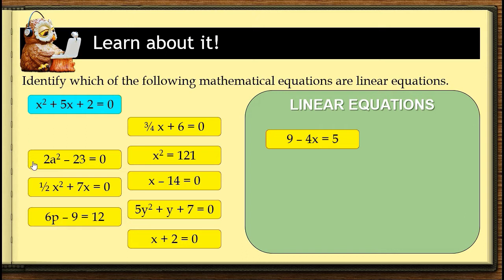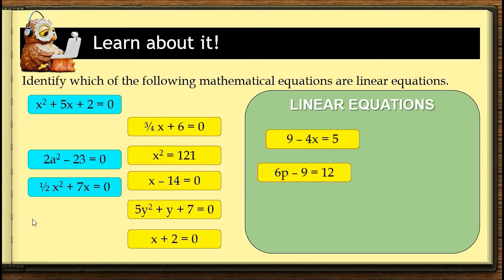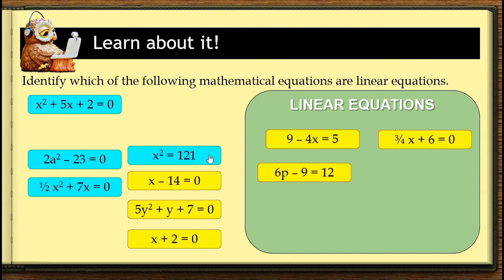How about this equation? It is also not a linear equation. How about this one? Okay, it is also not a linear equation. And 6p minus 9 equals 12 is a linear equation. Okay, so let us finish the last 5. This one is a linear equation, but this one is not. x minus 14 equals 0 is also a linear equation.